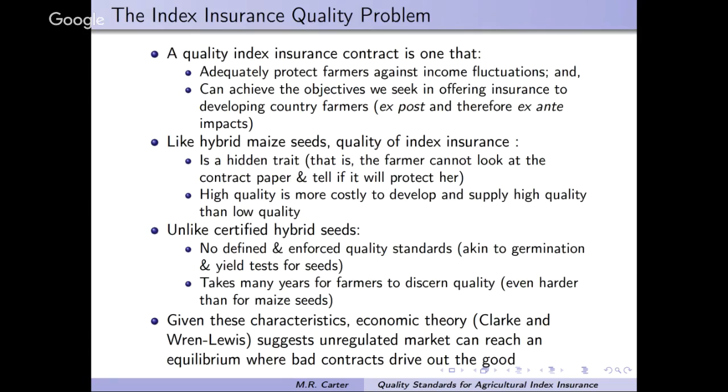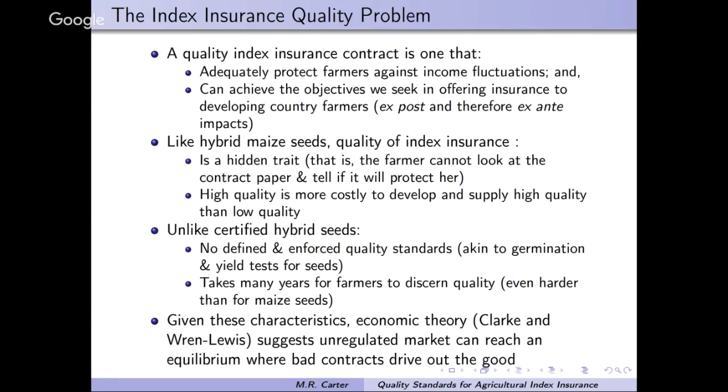So in that sense, I think there's a direct correlation between the problem of regulation of seeds and the problem of regulation of insurance contracts, or indeed of any kind of technology where the quality of the technology is a hidden trait and can't be discerned by the farmer herself when she looks at it.